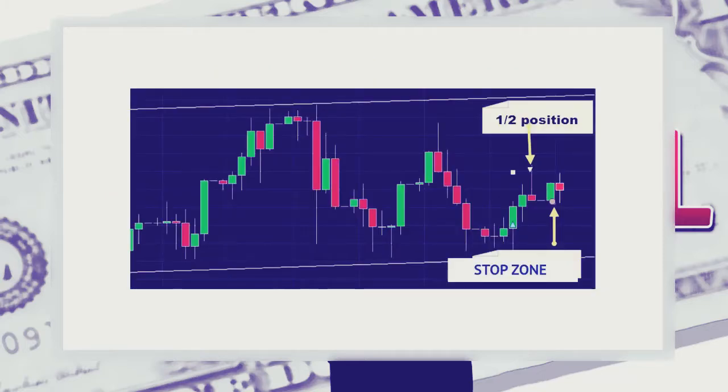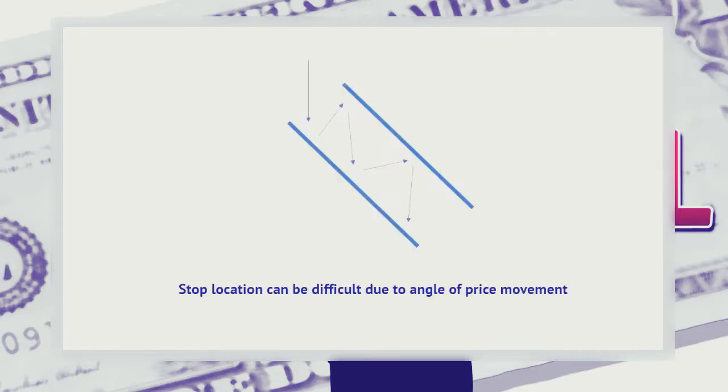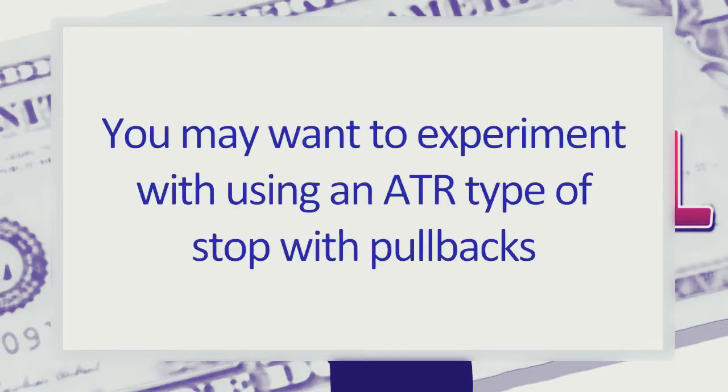Now, the stop was below the low of the entry candle, and I find setting stops on these types of plays pretty straightforward. Mean reversion trades are another matter, because setting your stops on those setups comes with its own set of issues. And one of those issues is that pullbacks are angular, which can present a problem with a defined placement of your stop using price. So you may want to experiment with using an ATR type of stop with pullbacks once momentum starts to move the price in your direction.